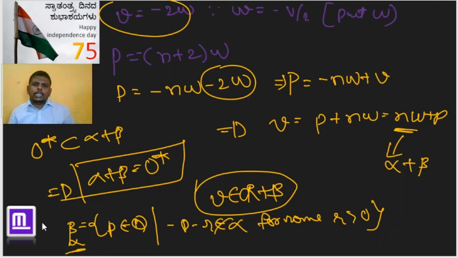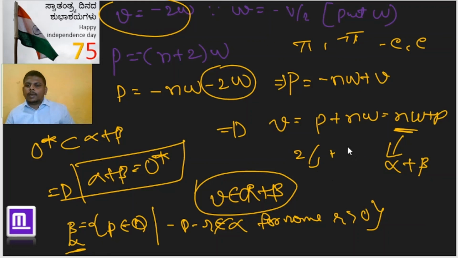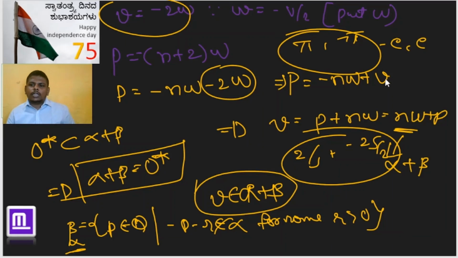You just try these. Write this definition with all pairs like pi and minus pi, then minus e and e, even rational numbers also, 2 by pi and minus 2 by pi. You just try those, try to construct beta of every number, and you will find the same kind of definition.